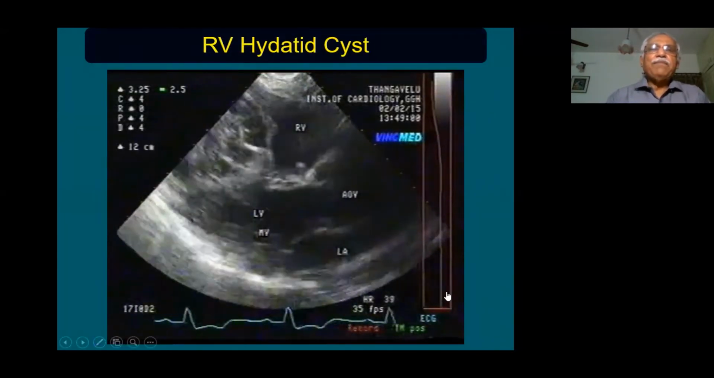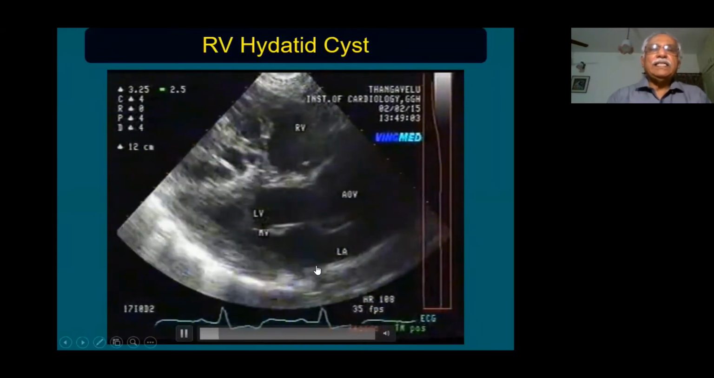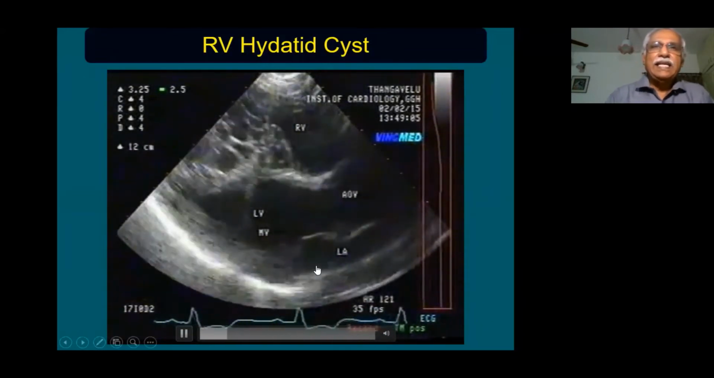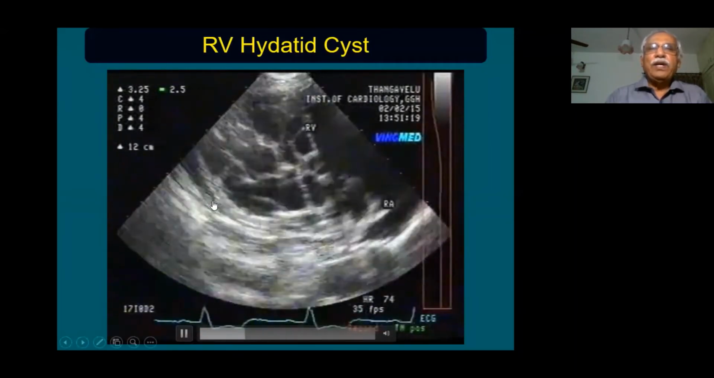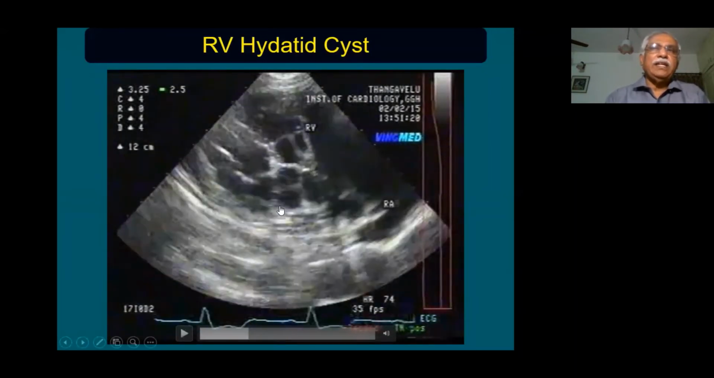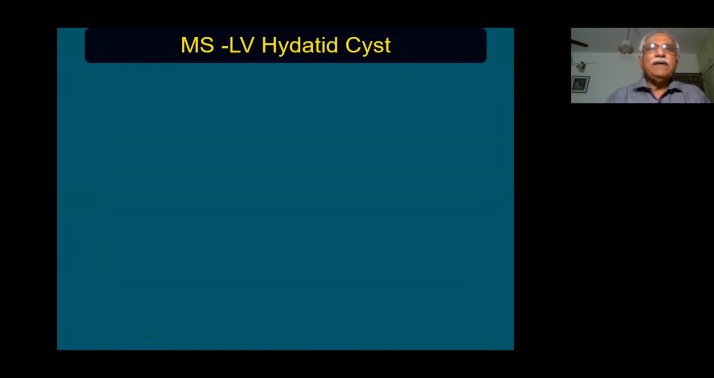I don't have an example of fibroma. Fibroma is the second most common tumor in children. The most important thing in a fibroma is that it is intramyocardial and it is often calcified. So whenever you see an intramyocardial mass with calcification, sometimes producing arrhythmia, then in children especially, we have to think in terms of fibroma.